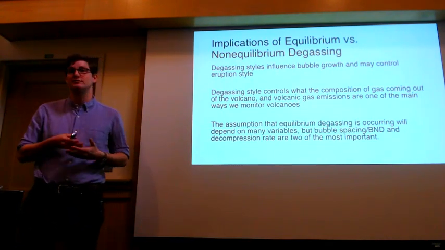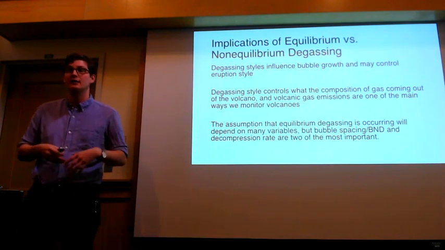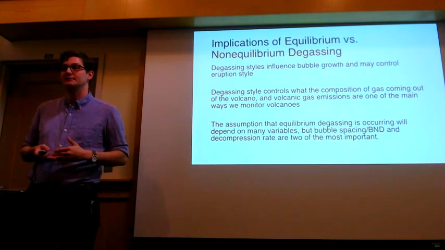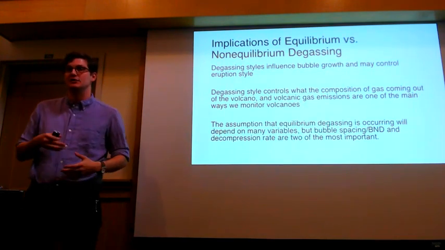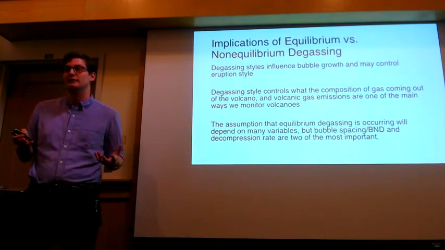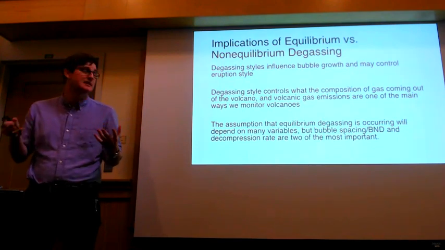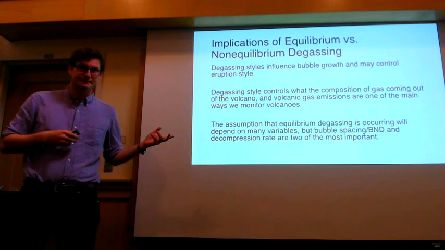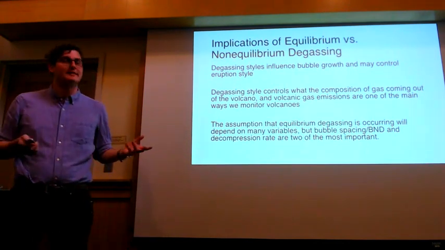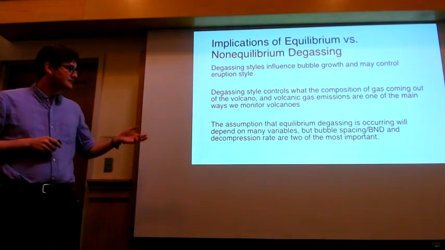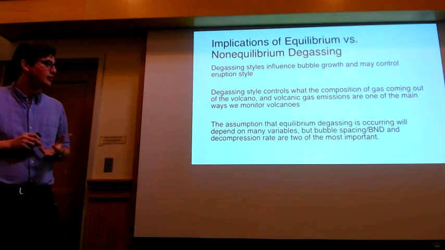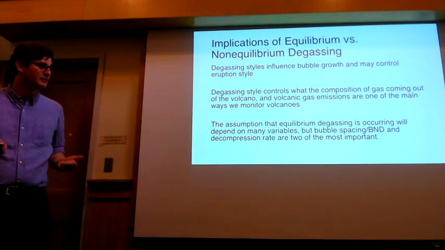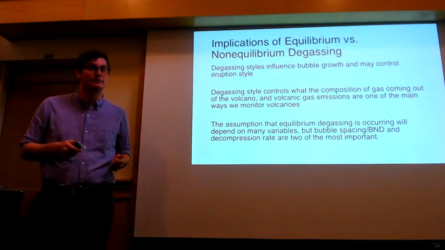And we use volcanic gas emission monitoring to try to predict when volcanoes may erupt. And so being able to interpret accurately what these gas emissions mean will really affect how we read that information. So the assumption that equilibrium degassing is occurring will depend on many variables, but bubble spacing or bubble number density and decompression rate are two of the most important.